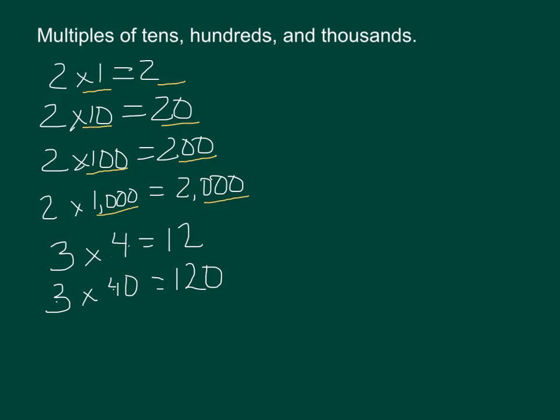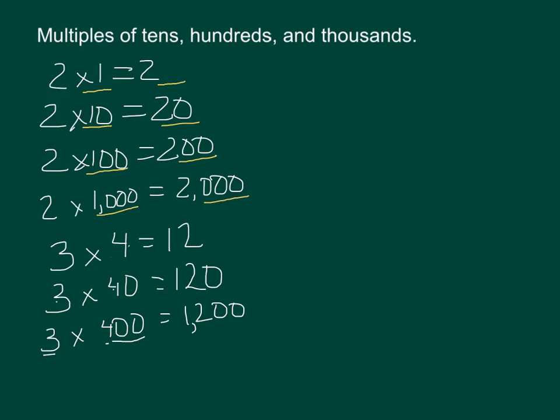What if I had 3 times 400? I would simply keep the basic math fact, which is 3 times 4, and however many zeros I have in my times table, that's how many zeros I'm going to have in my answer.